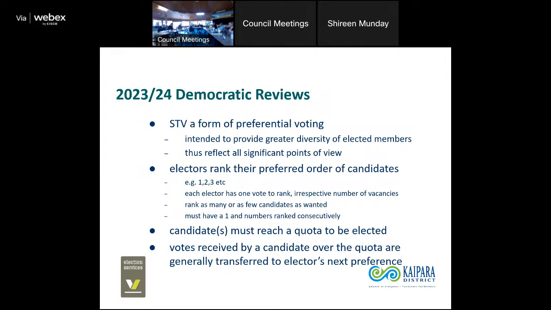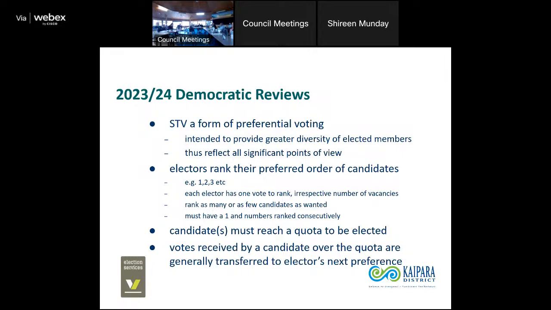So just on the differences, probably all reasonably familiar with the differences. I'll take STV first. It's a form of preferential voting. It's intended to provide greater diversity of elected members and reflect all the significant points of view in the community.